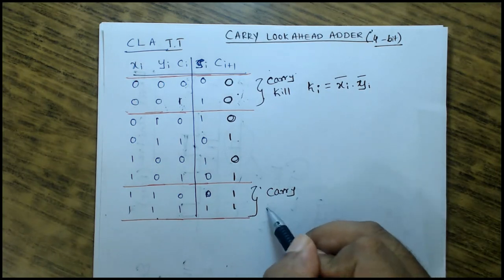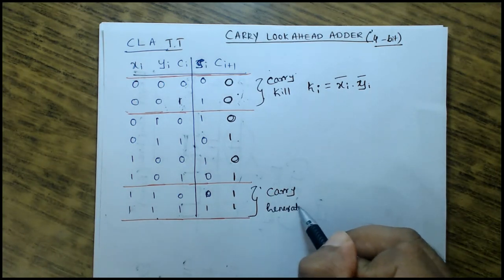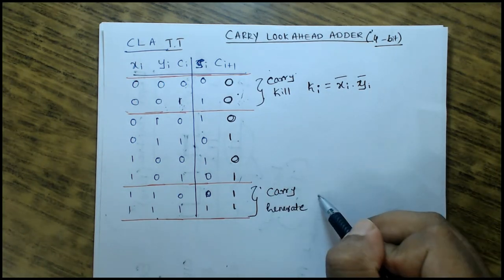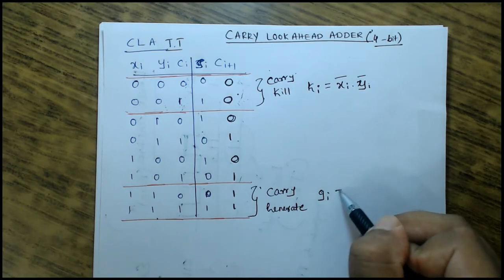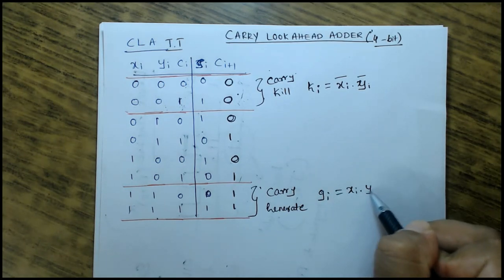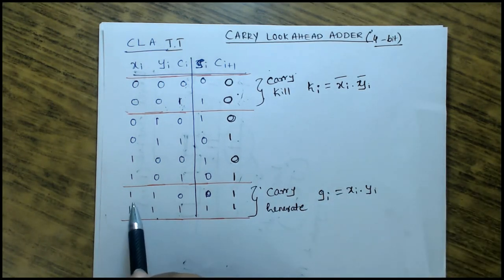Carry generate. The expression for it is Gi = Xi ANDed with Yi. So Xi ANDed with Yi means when this is 1 and this is 1, your carry is set to 1. That's the meaning of carry generate.